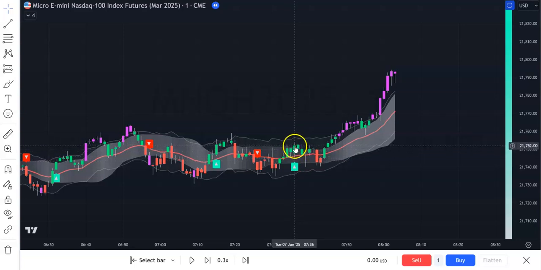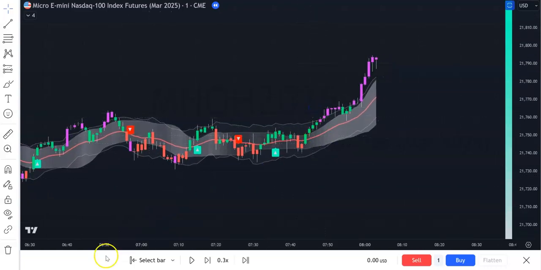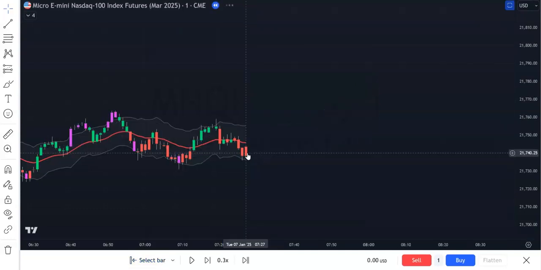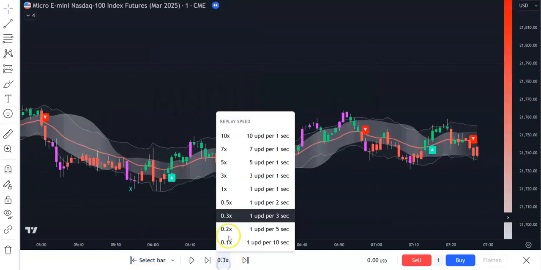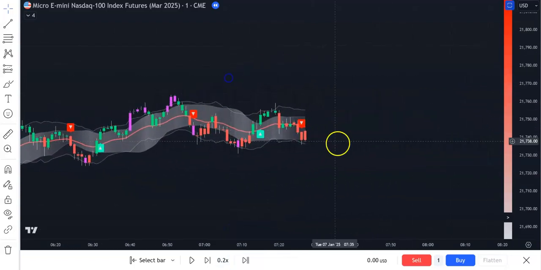Once this candle closes and the symbol is still illuminated, you will then get in on the next candle. So I'm on replay mode here, so let's go back to right here, okay? And I'm going to slow this down, okay? And what we're going to do is wait for that green signal, and then we're going to enter a trade, okay?